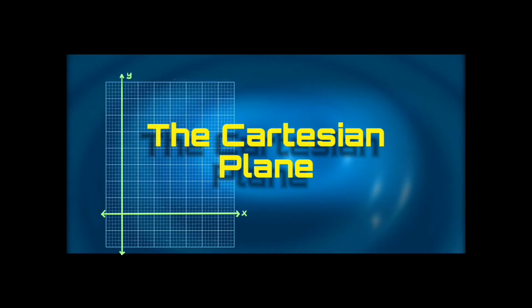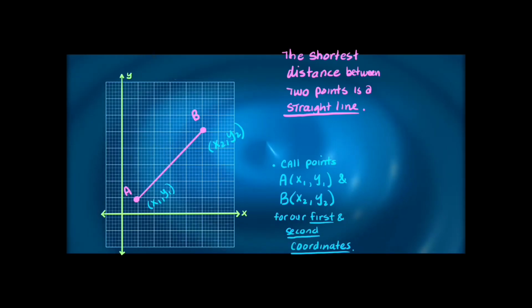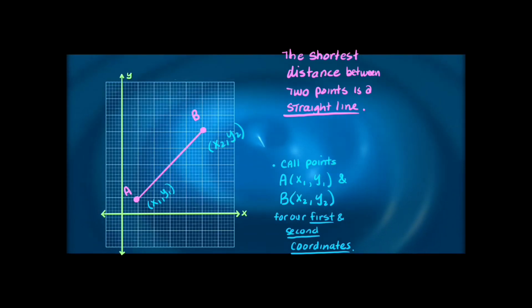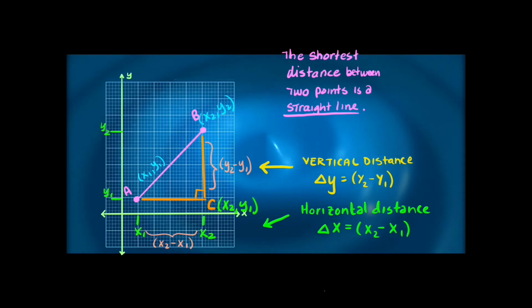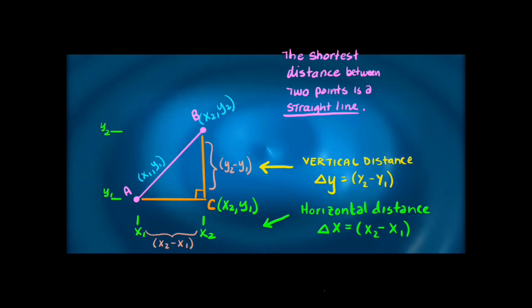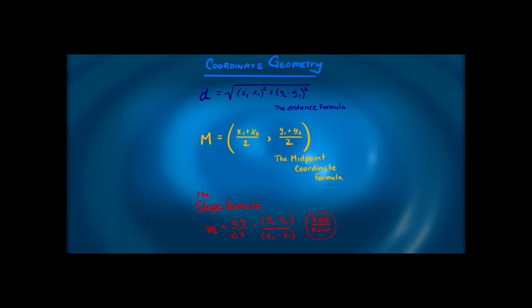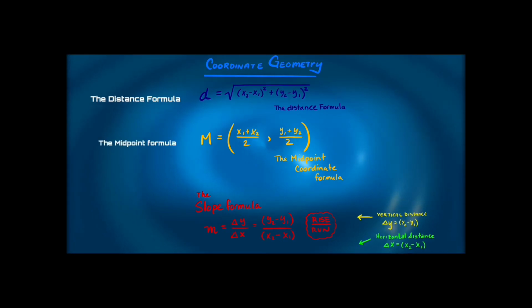In the Cartesian plane, we have things like the shortest distance between 2 points on a straight line, which can be defined using coordinates x1, y1, and x2, y2 as the 2 points of the line segment. And we can define vertical and horizontal distances, delta y and delta x, as well. In coordinate geometry, we have the distance formula, the midpoint formula, and the slope formula as our heavy hitters, and you'll see the vertical and horizontal distances show up in them.